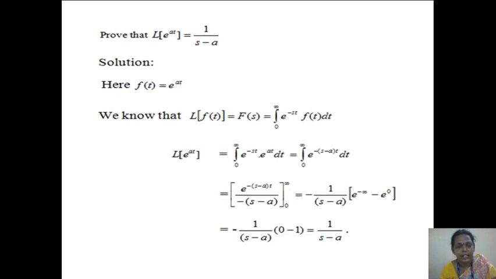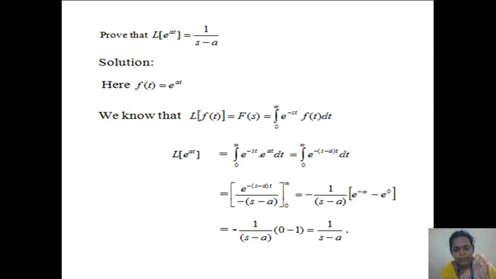Next, prove that L of e power at equal to 1 divided by s minus a. Here f of t value is e power at. So already we know that the definition of Laplace transformation is L of f of t value is integral over 0 to infinity e power minus st into f of t into dt. So substituting f of t equal to e power at, we get integral over 0 to infinity e power minus st into e power at into dt.